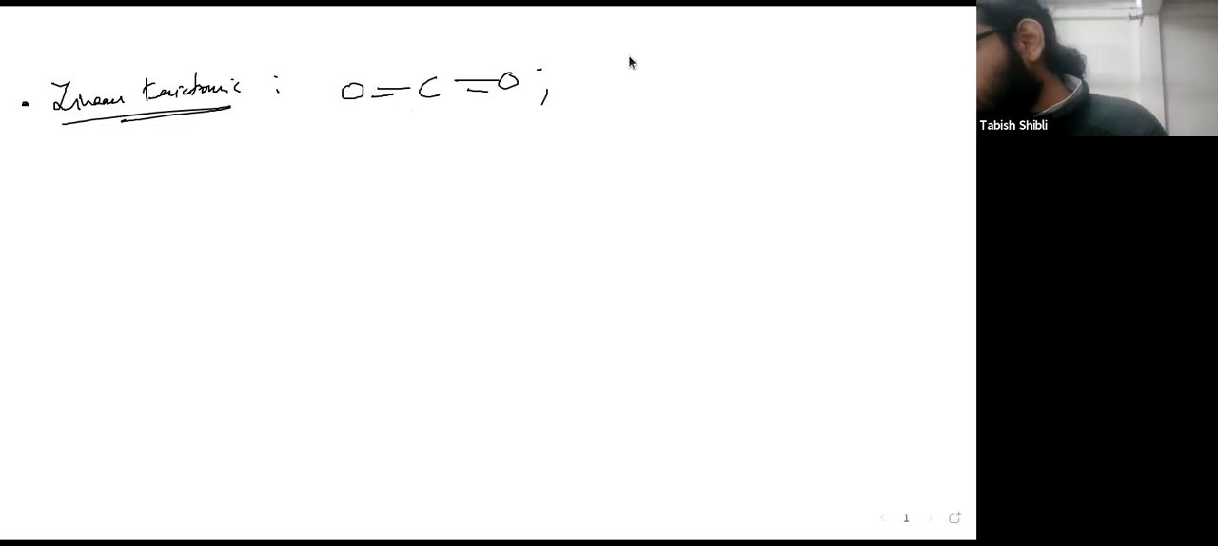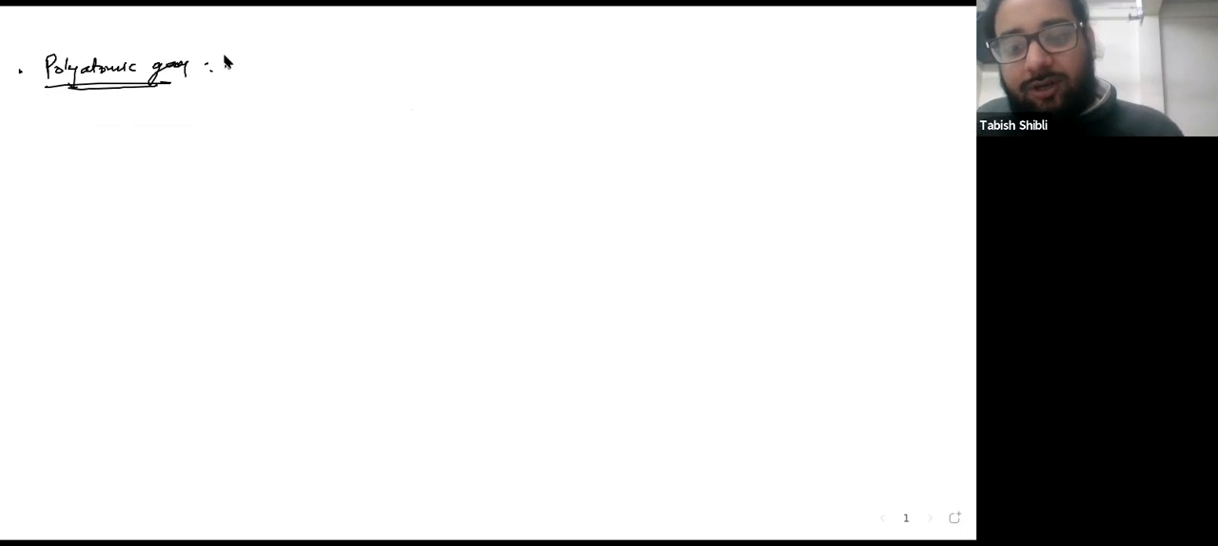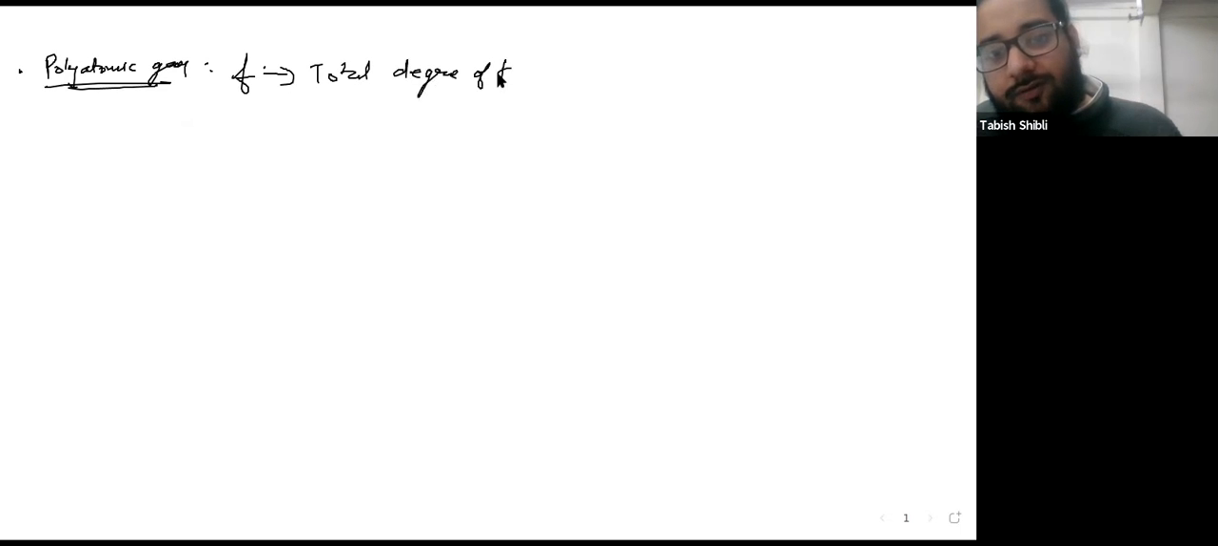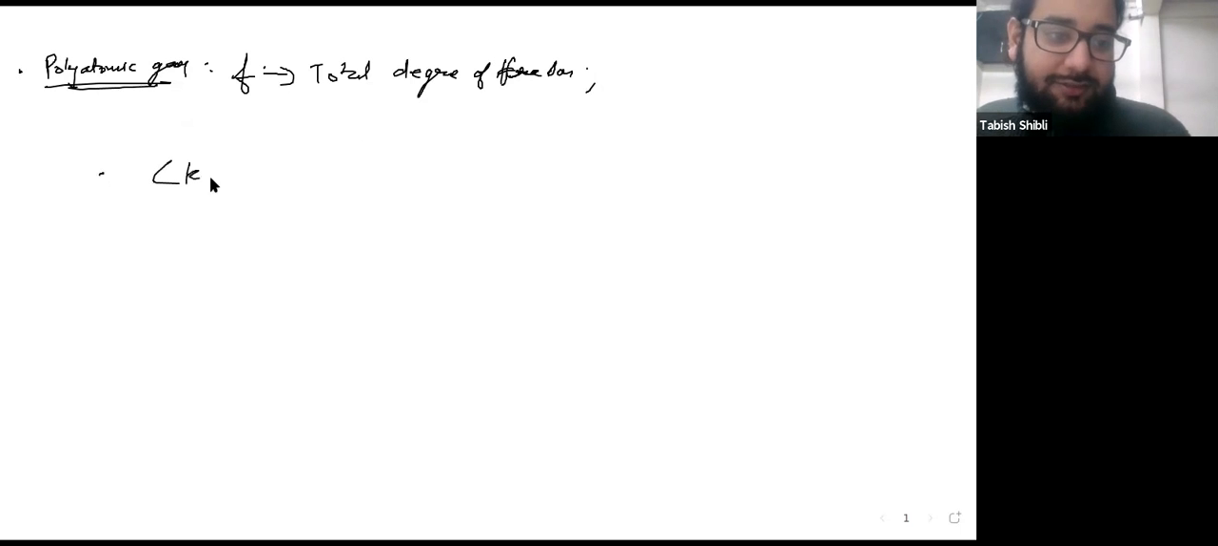So do both. Okay. So now what about a general polyatomic gas? For a general polyatomic gas, let's say F is the total degrees of freedom. So what is the average kinetic energy? Well, that's just 1/2 F times kBT, right?